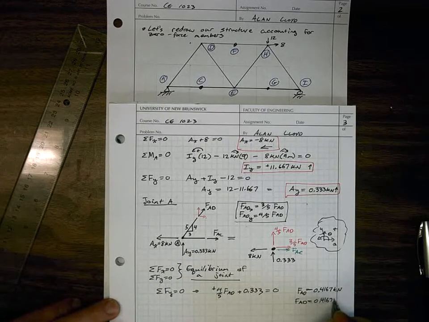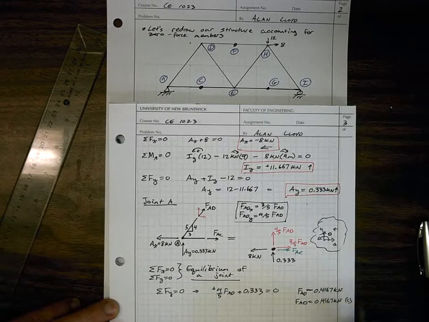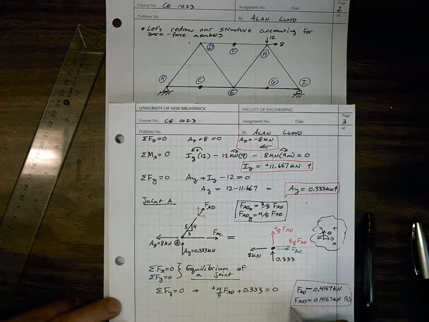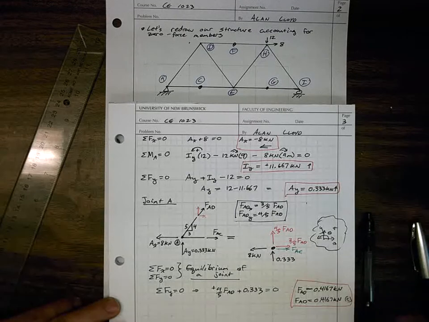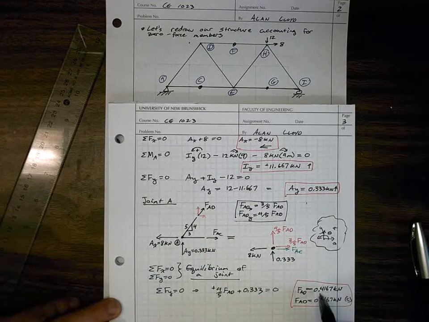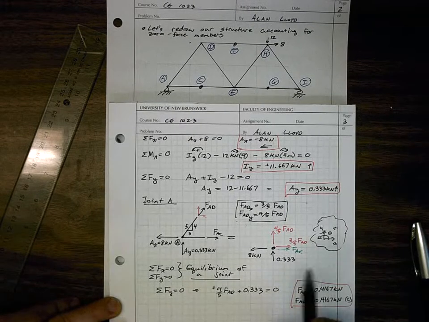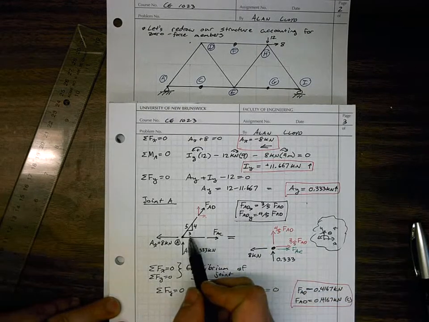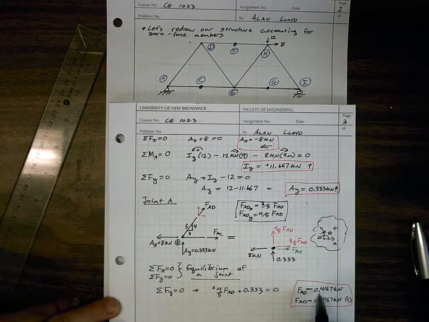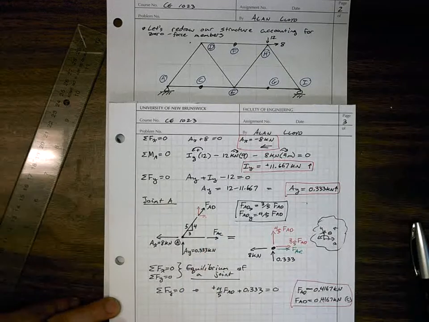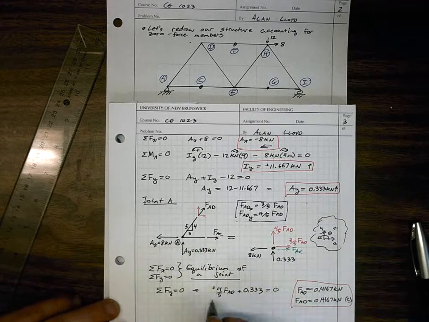0.4167 kilonewtons in compression. So y minus and y in compression, well, we drew FAD as a tension force. It came out as negative in our calculation, and our calculation was based on this diagram. So it all flows, and we get a negative value, and that means this has to be flipped, and it's a compression force, not a tension force. So we can say it's compression because it came out negative.